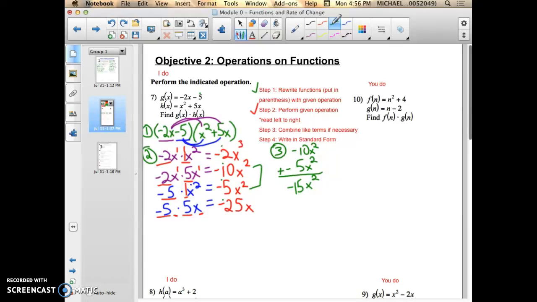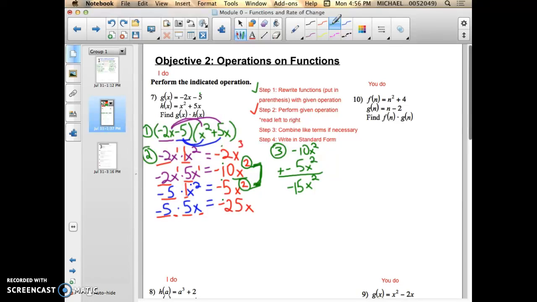So these two terms over here combine together to form negative 15x squared. And again, I know that I needed to combine them because they were like terms with each other, meaning they had the same power. They had an x squared and an x squared.